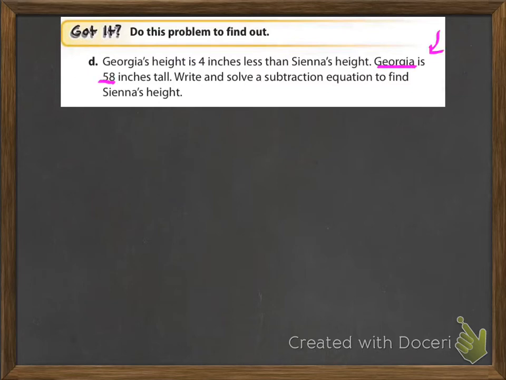That word "is" is very important, because that indicates to us that there's an equal sign involved right there. So we're going to immediately place that equals 58 right there, because we know that that's on the right side of the equation. You could put it on the left, but we know that's the number that's all by itself, the number that's for sure. So now we need to figure out what we need to put on the left side of the equation. It says Georgia's height is 4 inches less than Sienna's height. So what we're saying is 58 is 4 inches less than Sienna's height, which we could call S or H.